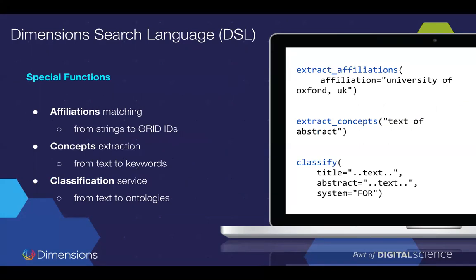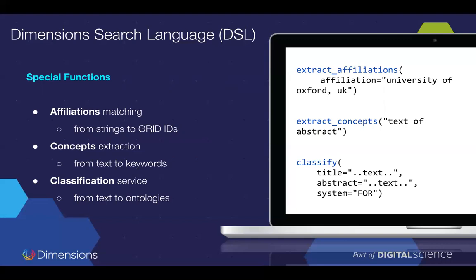Now, another section of the dimension search language that I will not be talking about today, but I still wanted to mention it, is this area called special functions. These functions don't let you search for the documents we have in dimensions directly, but they kind of take advantage of the documents in different ways.